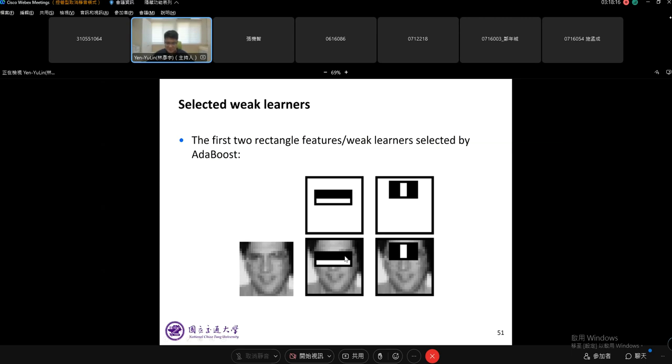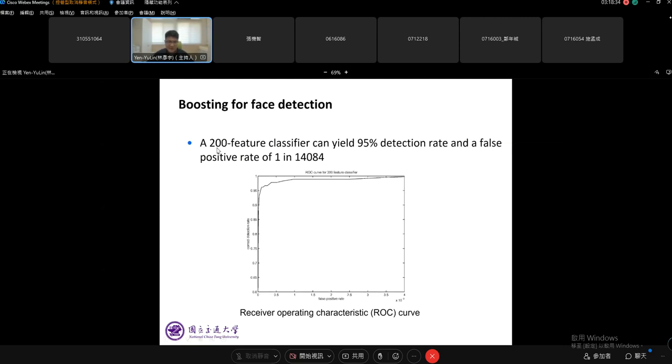It is to leverage the intensity distribution over the region of human eyes. And the weak learner considers not only human eyes, but also the region of the nose. Okay, so these are the first two selected weak learners. If we run AdaBoost with 200 iterations, we will construct a face classifier with 200 rectangle features.